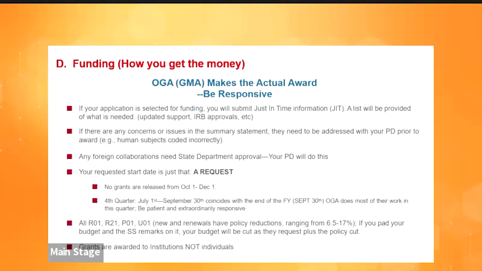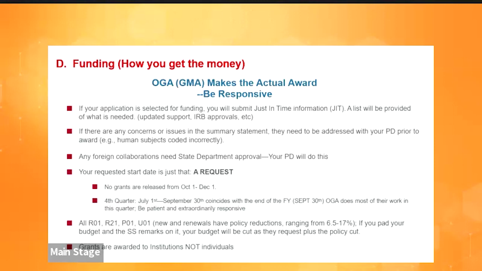Okay, and then the last part is funding, how you get the money. You really have to meet all the criteria of the grants management people. There are other things that you can do, like if there's something in your summary statement about your data management or your human subjects or your animals, or you have a foreign component, we have to deal with all of that, you and I together, before you get your funding. So we're going to start working on that if you're in the fundable range.